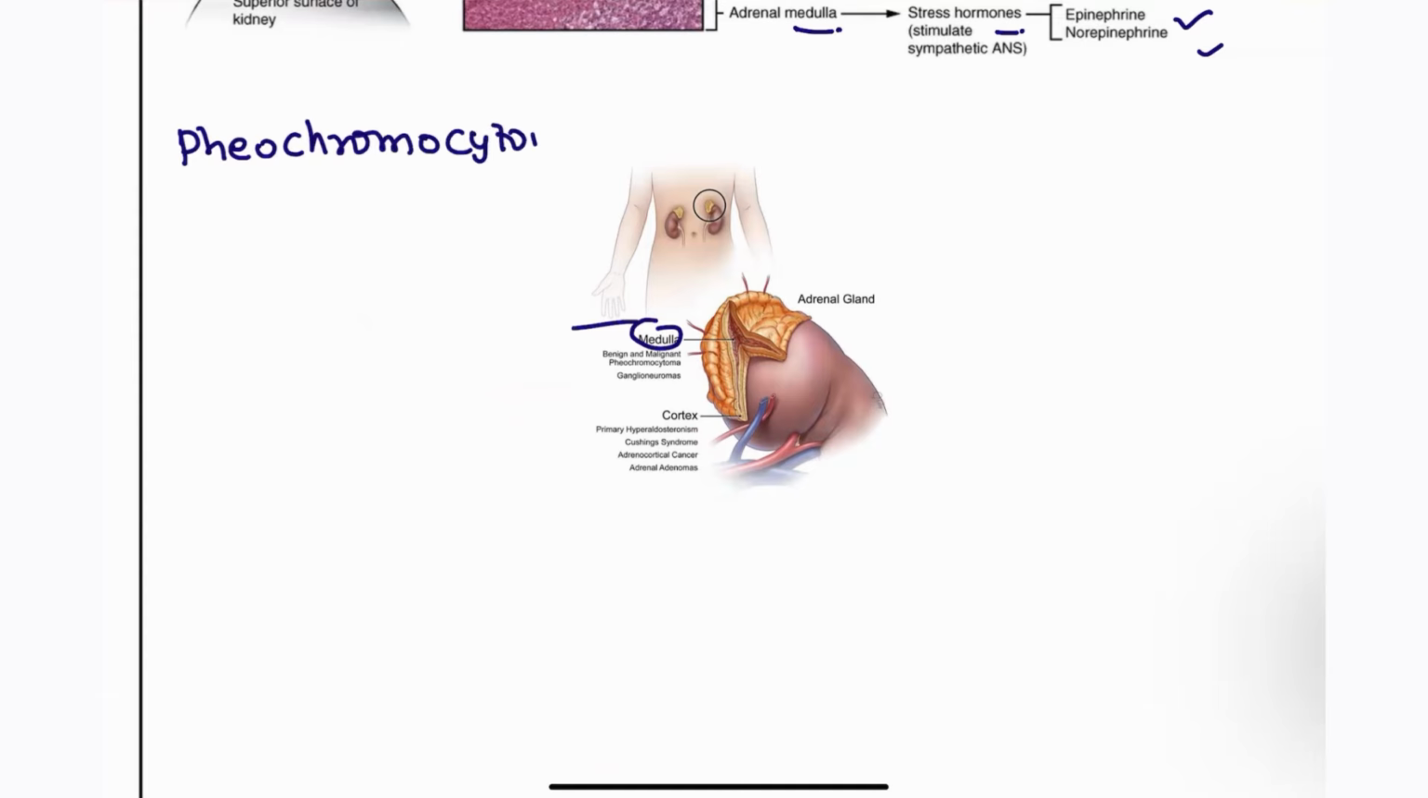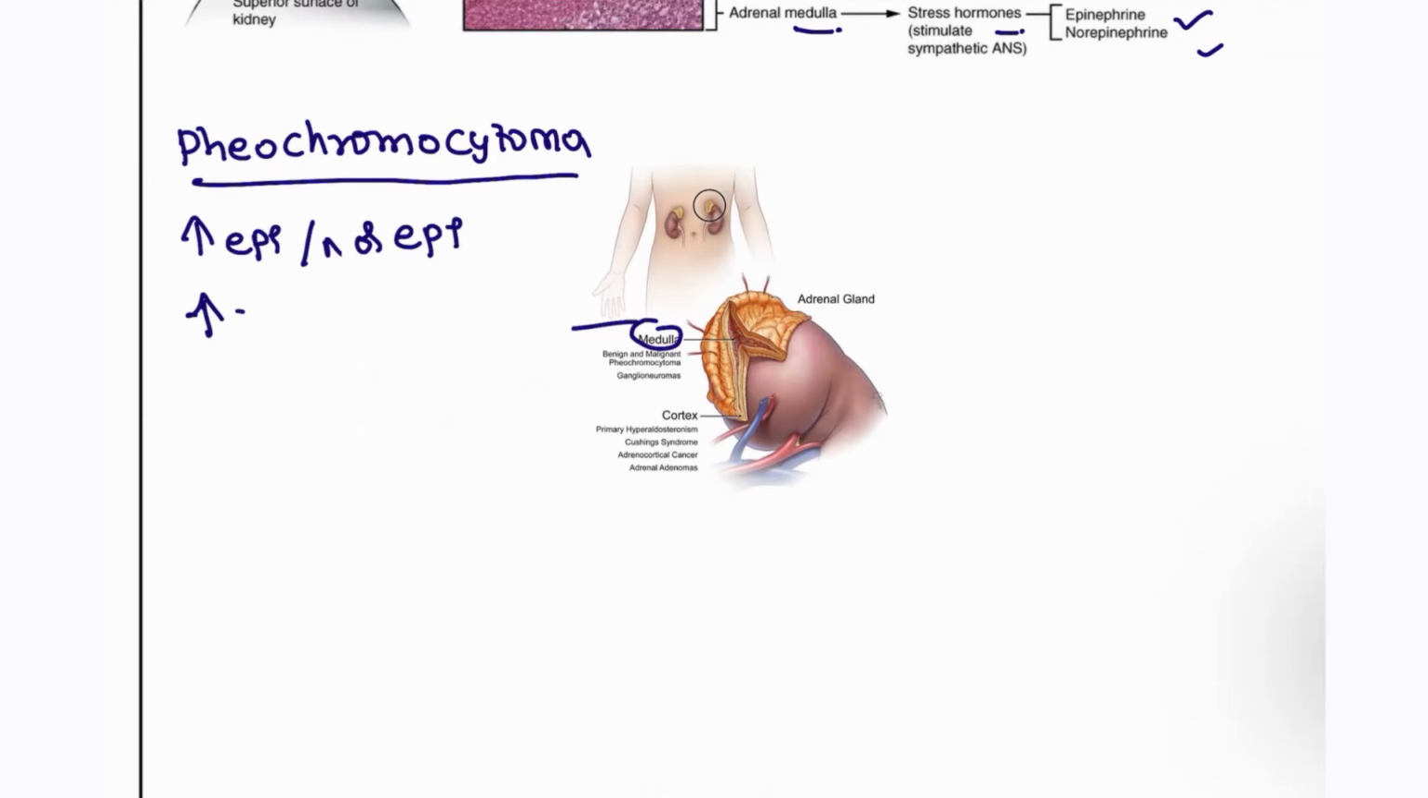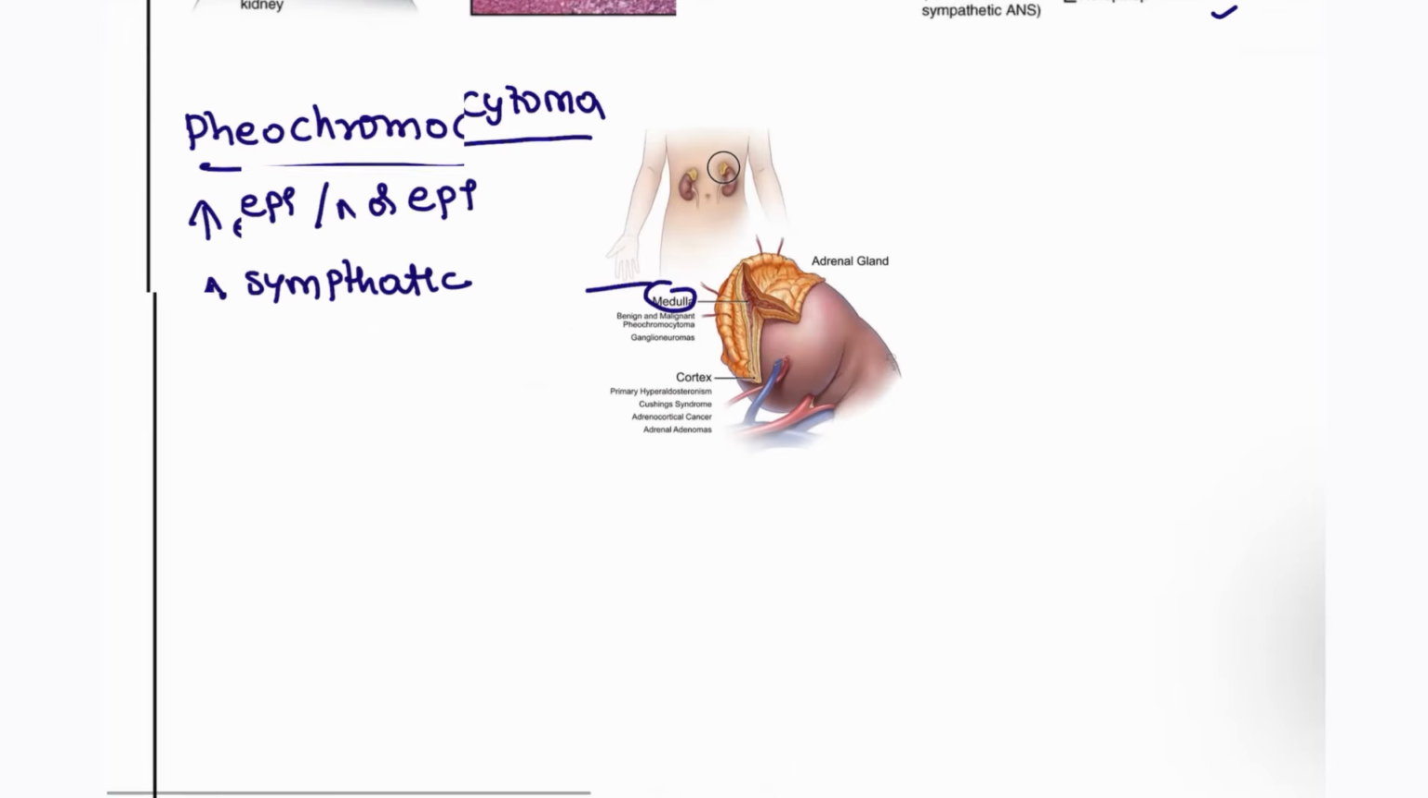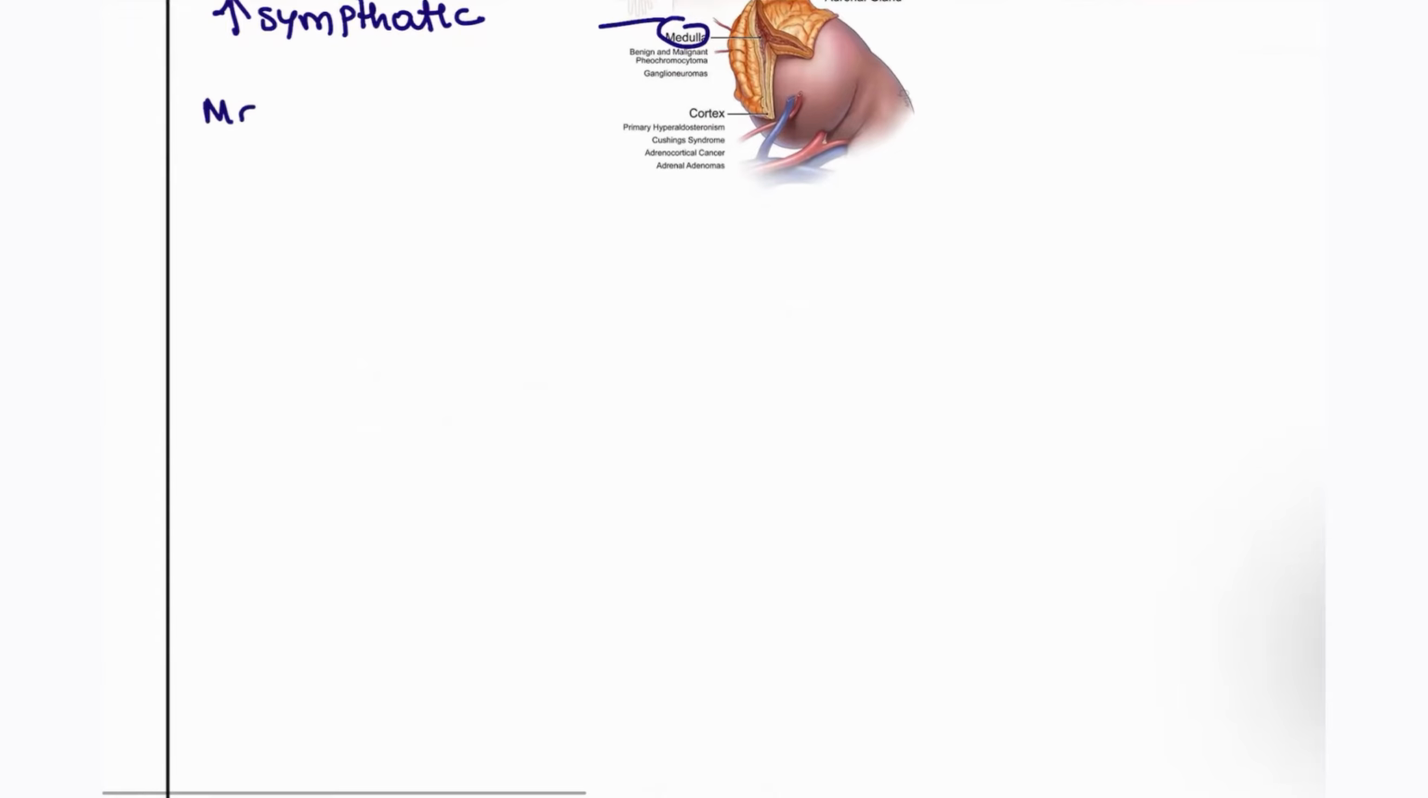So patients suffering from pheochromocytoma are going to have increased epinephrine and increased norepinephrine. So further, it will increase the sympathetic activity. Sympathetic activity will be seen. This is the most common benign tumor in the suprarenal gland. Okay, and it follows the rule of 10.